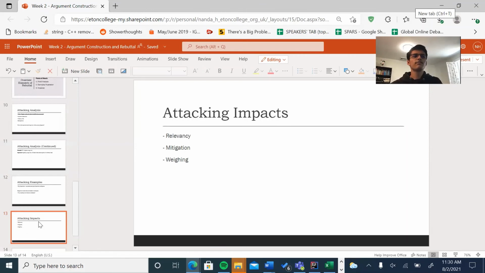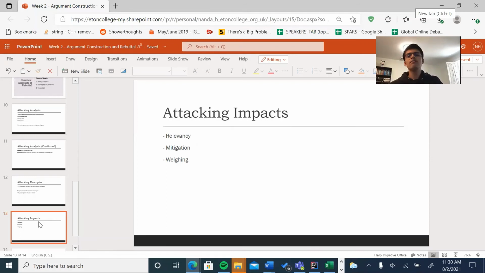Maybe an argument's impact talks about how this is going to lead to a lot of money for the wealthy and for business owners. You might argue that, well, look, this impact might be true, but we don't think it's very relevant. We don't think that we should care about helping the wealthy. We should instead focus on helping those who are disadvantaged.